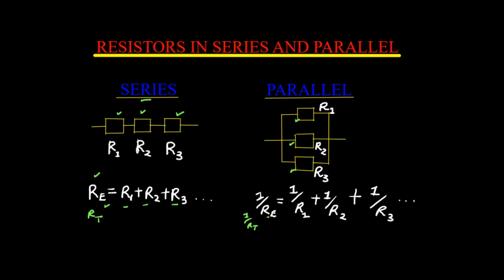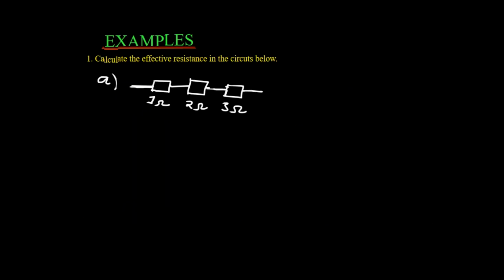So that means the formula will be 1 out of RE, the effective resistance, equals 1 out of R1 plus 1 out of R2 plus 1 out of R3 going onwards. As you can see, for series, we add. For parallel, we add the reciprocals. Let us dive into examples.